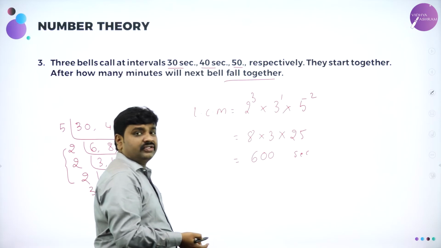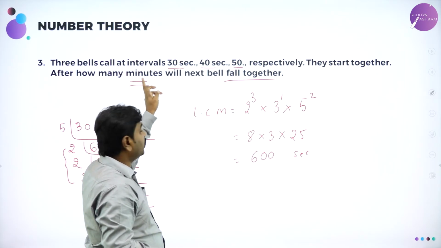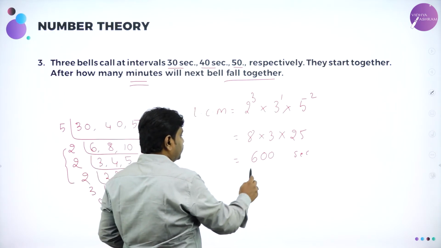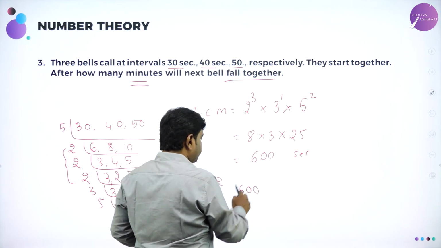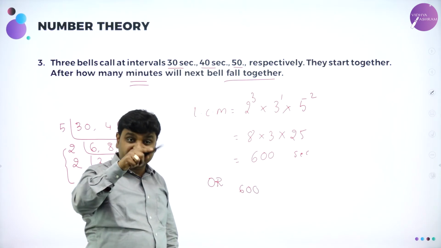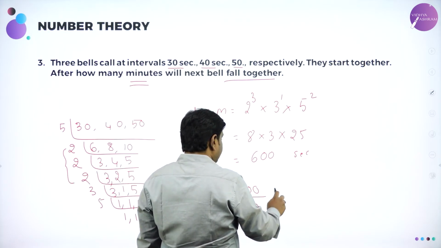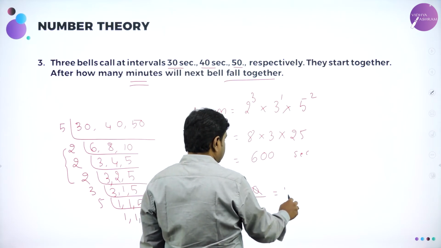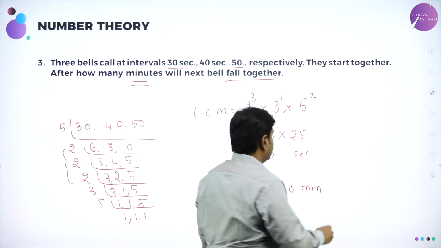Convert this into minutes, because they want after how many minutes. If you read the question, they want after how many minutes. So convert this to minutes. So 600 seconds. All of you know 1 minute means 60 seconds. 600 divided by 60, 0 and 0 cancel, 6 tens are 10. It will become 10 minutes. So the conclusion is what? 10 minutes.